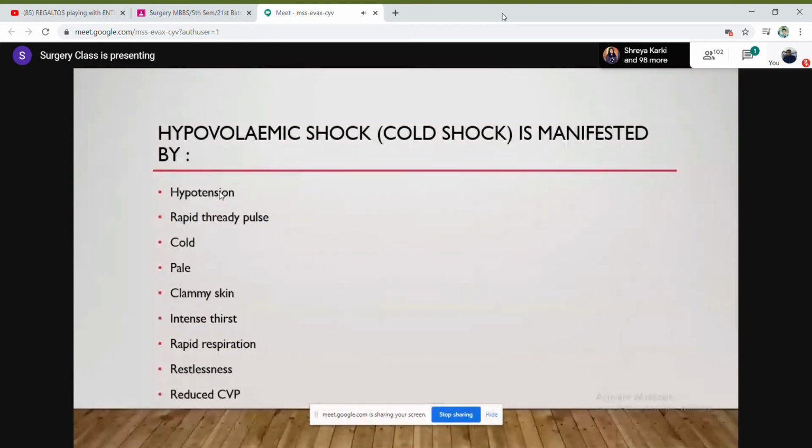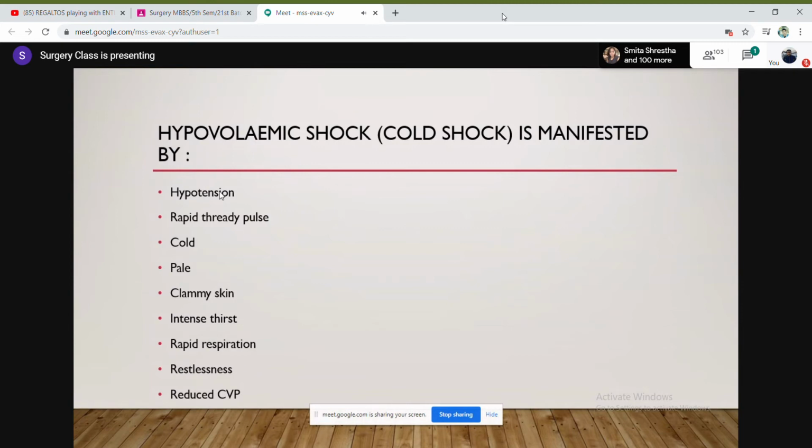One of the reasons patients develop hypovolemic shock is the loss of blood or fluid from the body at a very rapid pace. That is why if you see surgeons operating in the operation theater, when there is bleeding, the surgeon panics because he knows that if the patient loses blood too fast, he may not be able to save the patient.